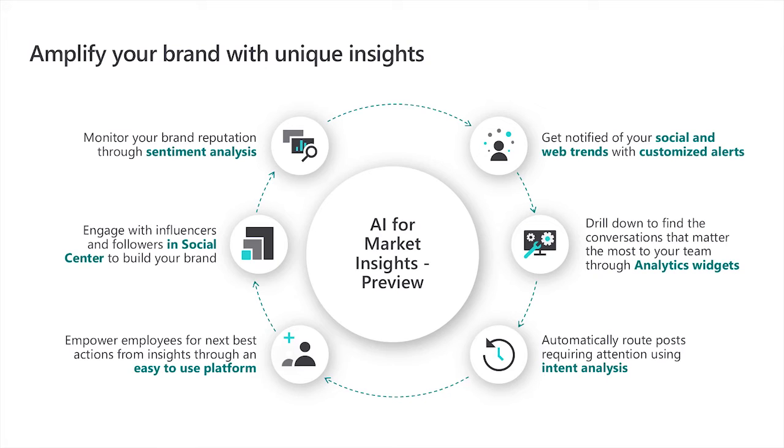The compelling capabilities of this application offer unique value to a lot of customers who want to improve customer engagement and improve brand reputation. For example, teams can easily get notified for social and web trends with customizable email alerts. Teams can easily drill down to find the conversations that matter the most for your business through analytics widgets. You can also easily route posts requiring attention using intent analysis. Teams can easily build brand reputation through sentiment analysis. It's going to be easy for you to identify and engage with influencers and experts to build your brand reputation. The application empowers employees not just with insights, but also guidance on next best action through an easy-to-use platform and highly configurable business application. These capabilities enable marketing teams, product teams, and social media teams to know what their customers and competitors are saying, seeking, and feeling in their markets.